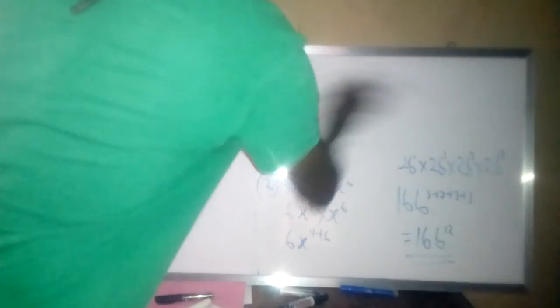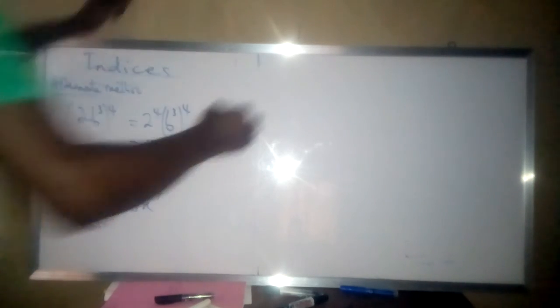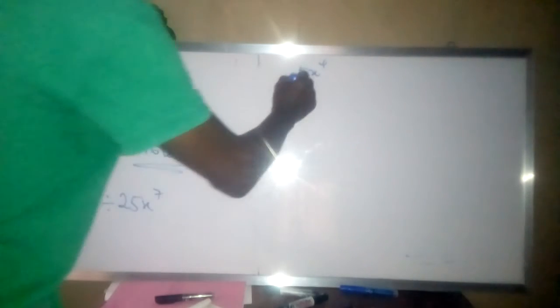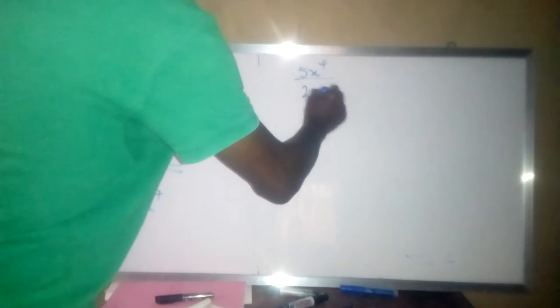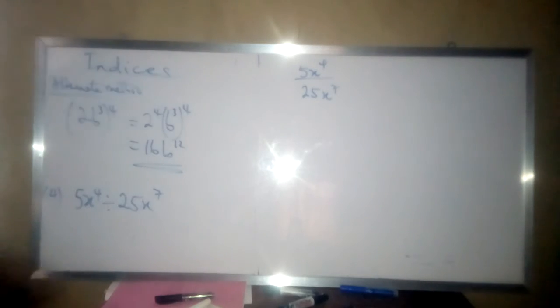Now you apply one of the rules of indices, and the rule you're going to apply here is rule 2. Now this one, do you know that this one means the same thing as 5x raised to the power 4 all over 25x raised to the power 7? Do you agree with me? Because division means it's a ratio of fractions.